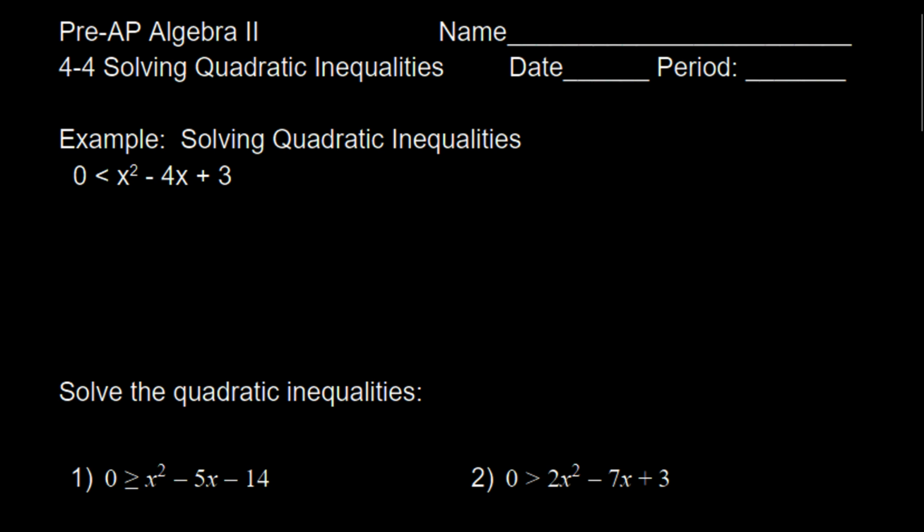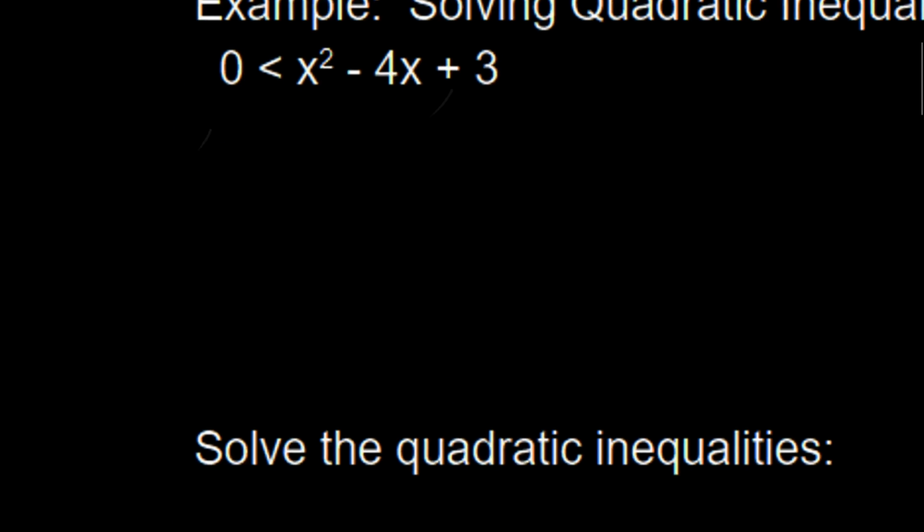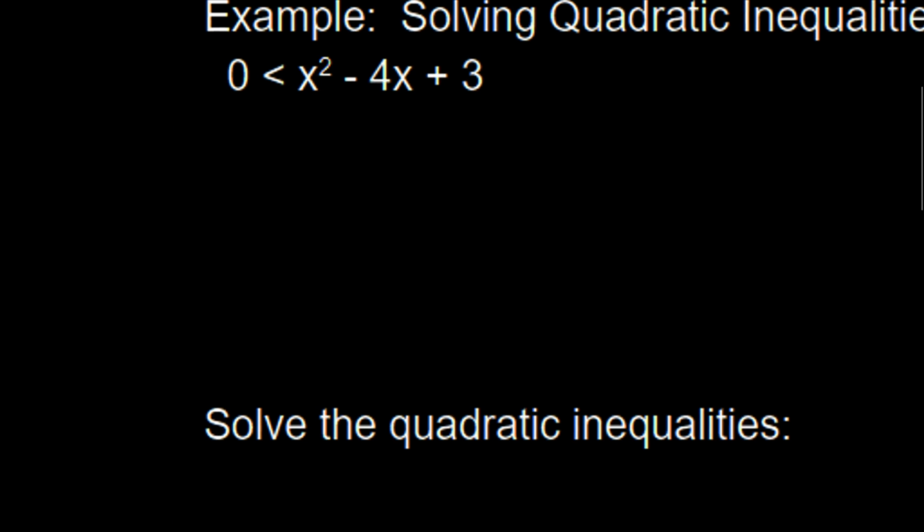All right, so first we're going to factor, and we're going to use the X method. What goes up top? A times C, which is? And what goes in the bottom? -4.